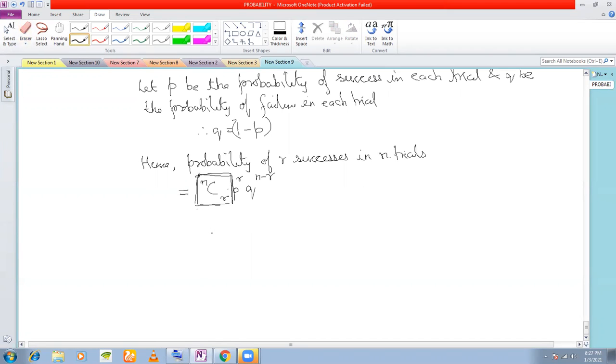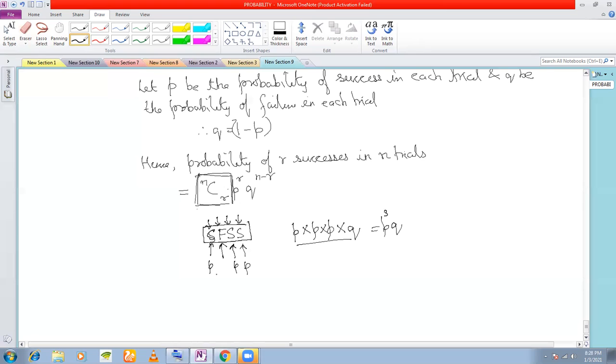All these trials are independent, right? Suppose you have four trials: success, failure, success, success. The probability of each success is p, and each of these is independent. So what is the probability of this event? p into p into p, and you have one failure also, into q. So this is p cube q, right?